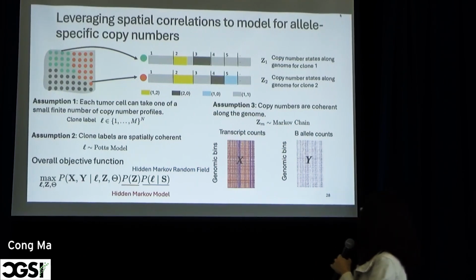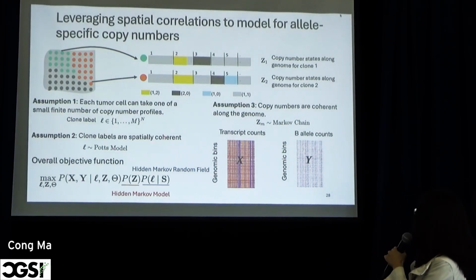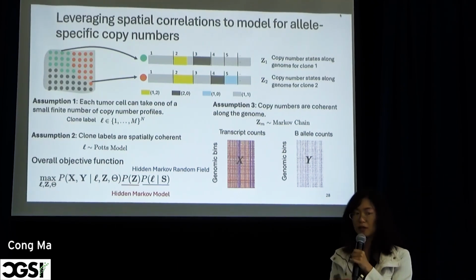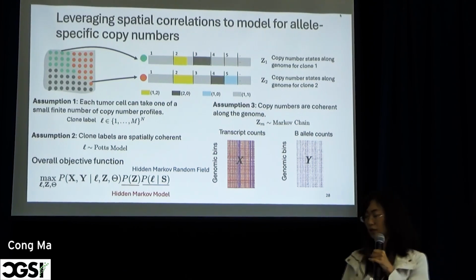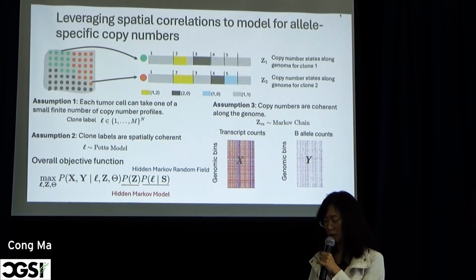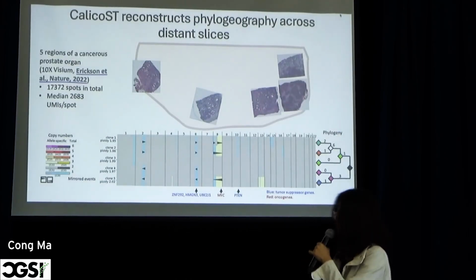Eventually, combining these assumptions, we can build a joint probabilistic model, combining the hidden Markov model to model the copy number along the genome and the hidden Markov random field to model the tumor clones in space, so that we can enforce prior distribution assumptions so that copy numbers are coherent in the genome and the clones are coherent in space.